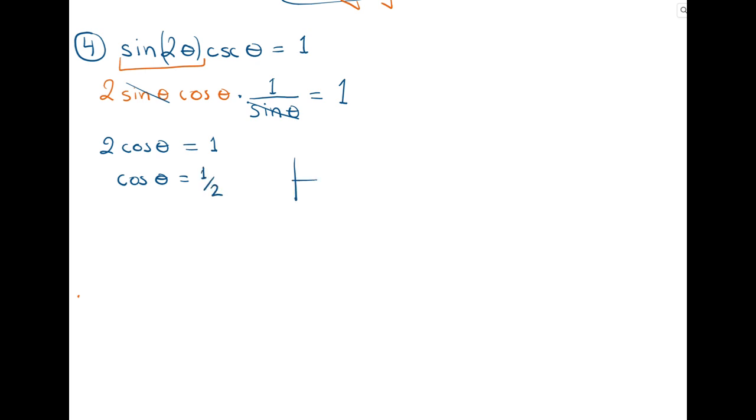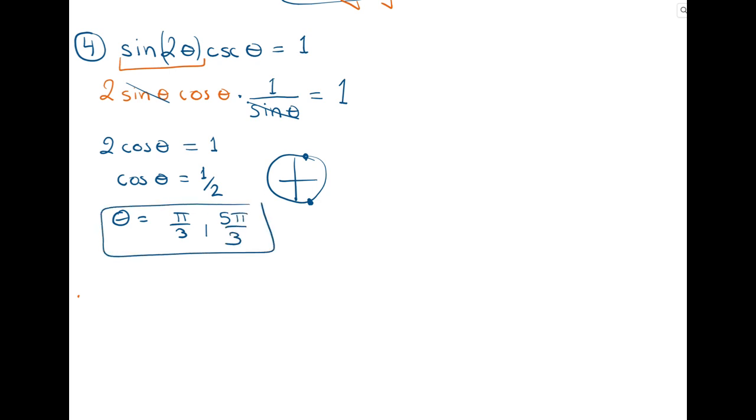And from the unit circle, we know that the cosine is equal to 1/2 when we're up here and there, right? Positive 1/2, so it will be in quadrant 1 and in quadrant 4. And so therefore theta is equal to pi over 3 and 5 pi over 3. Now, those are the particular solutions.